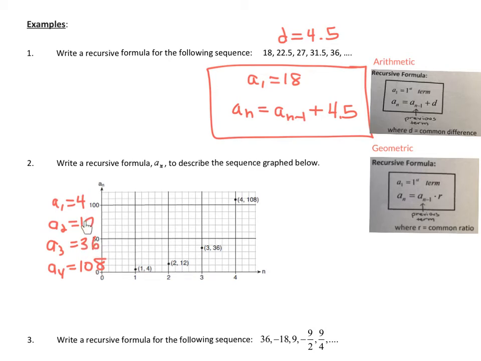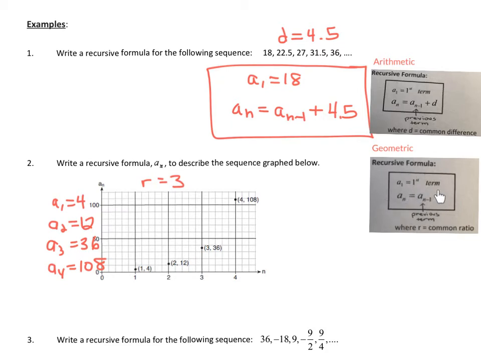36 divided by 12 will give you 3. So here, this is geometric, and our common ratio equals 3. That's what we're multiplying by to get from one term to the next. All right, so let's write out our rule using geometric this time.